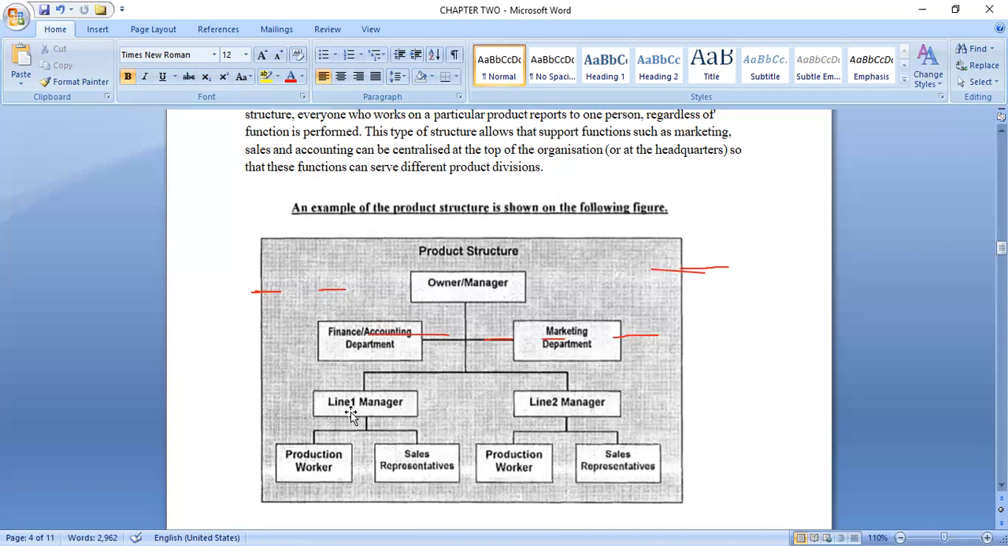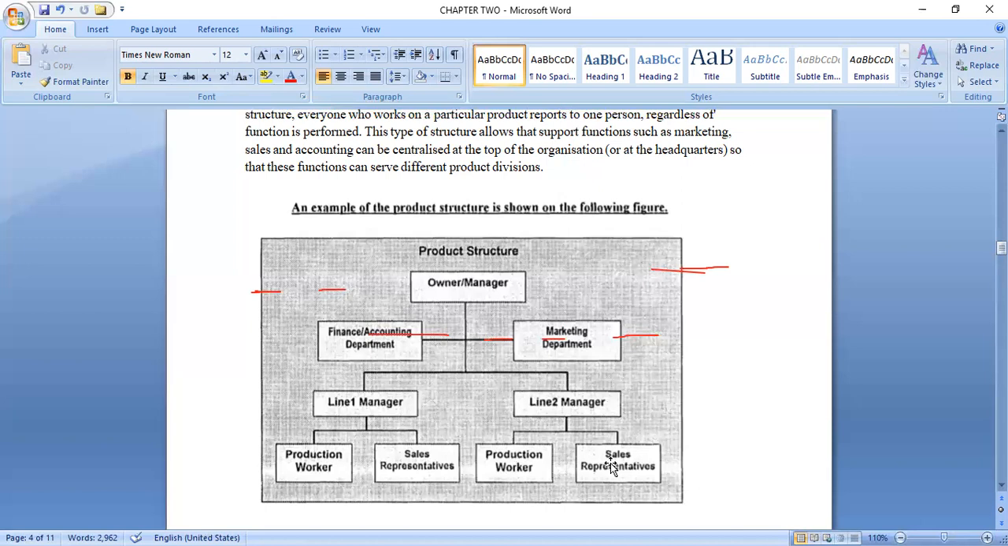For each product, and under each product, we have other departments. We have, for example, the production department and the sales department for the line manager of product 1, and then for product 2 we also have a line manager, and under this line manager we have the production department and the sales department, which has the sales representative.